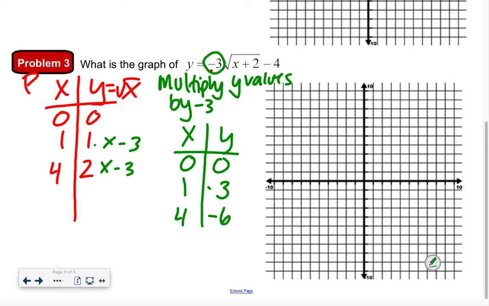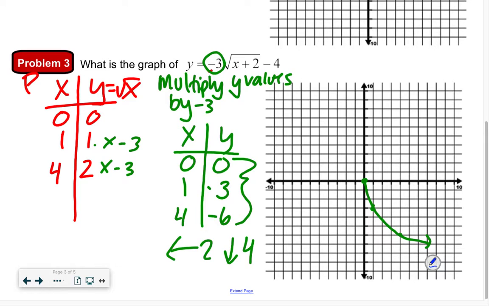From there, you said my 2 does what? Left 2. So we're going to take these values, go left 2, and we're also going to go where? Down 4. So let's start by graphing these points. So we got 0, 0, 1, negative 3, and 4, negative 6. So we got something that looks like that.